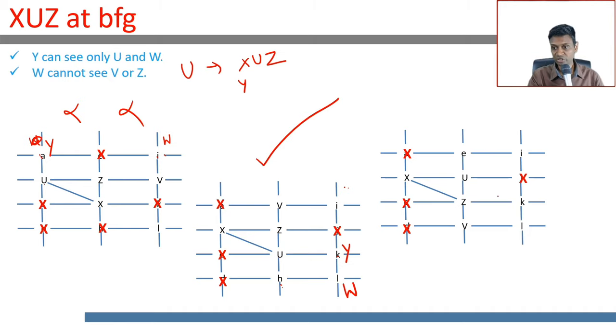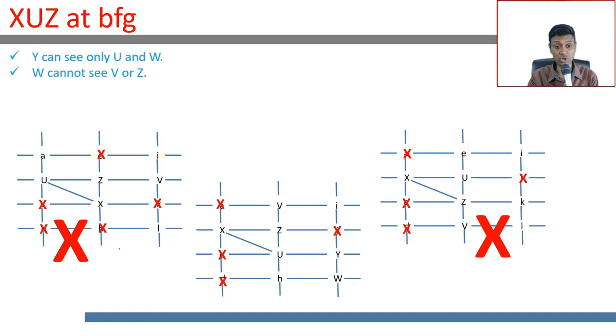Next possibility in this sequence, let's see. Y can see only U and W from U. This side, nothing is available here. If Y were here, then Y would be able to see Z and V also. That's not possible. So this possibility is also ruled out. So only one possibility exists. With X at BFG, these two are ruled out. Only this exists.